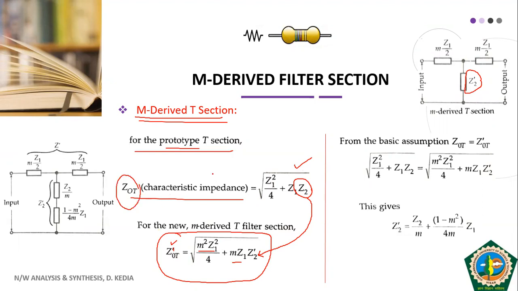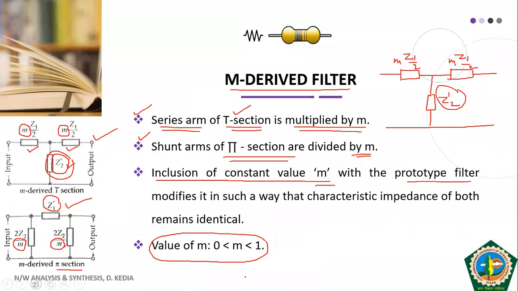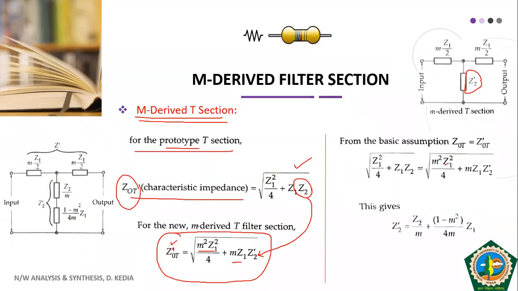And as I told you at this point, the characteristic impedance must remain identical. So the same condition we are applying here, that Z0 T must be equal to Z0 T dash. This is the characteristic impedance of the prototype. This is the characteristic impedance of the M derived. This and this should remain the same. So we make them equal.